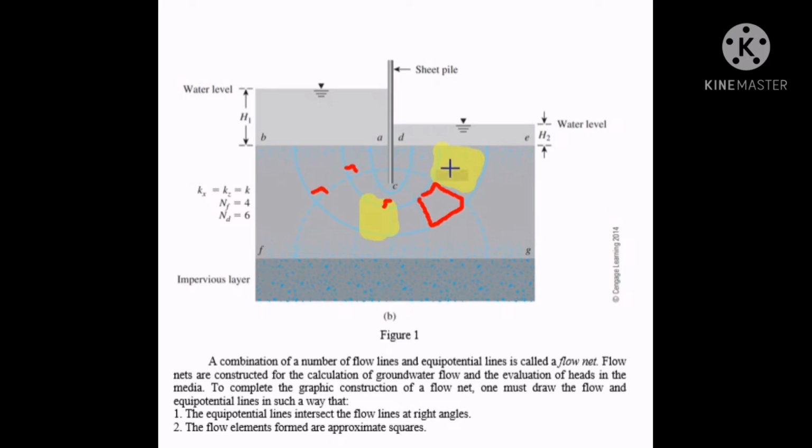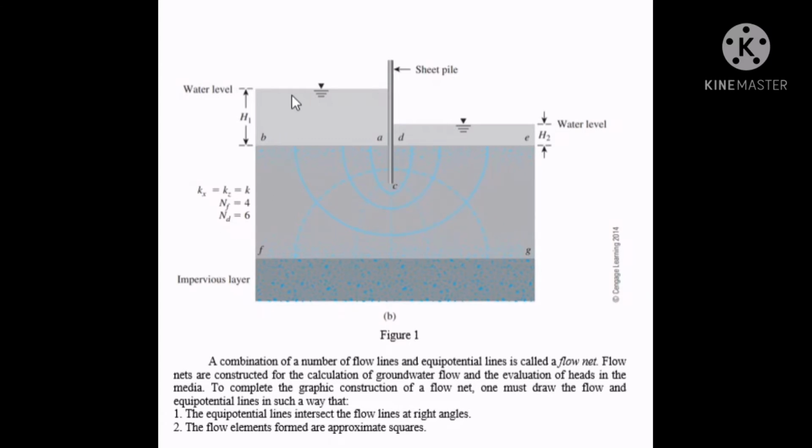So let's erase first the drawings. So that is the flow line. So I mean the flow net. So this is an example of a flow net. Again, these are flow lines here. And these are equipotential drops.